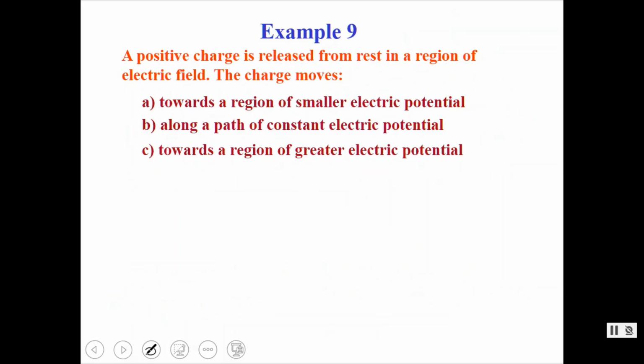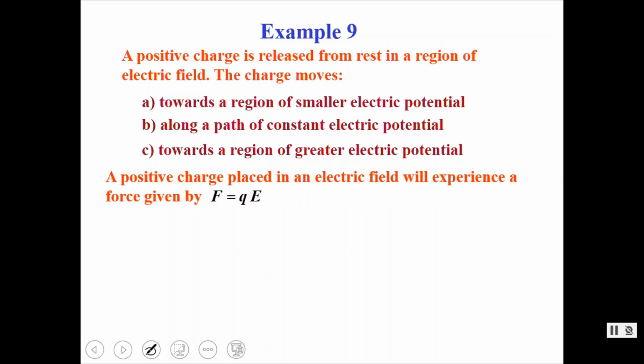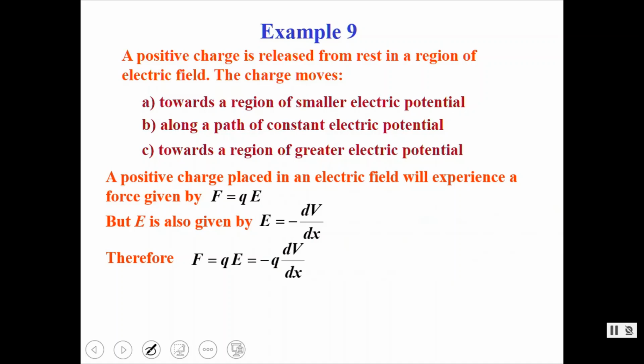Here's another one. Try this one. All right, so in this case, if you release a positive charge from rest in a region of electric field, that positive charge is always going to move in the direction of the force acting on it. So that force would be Q times E. E would be negative dV/dx. So the force would be negative Q times dV/dx.